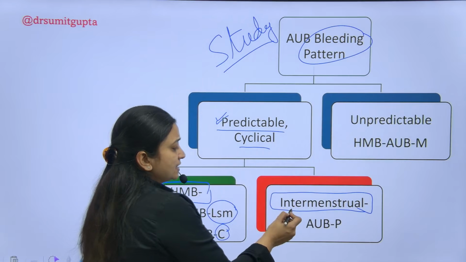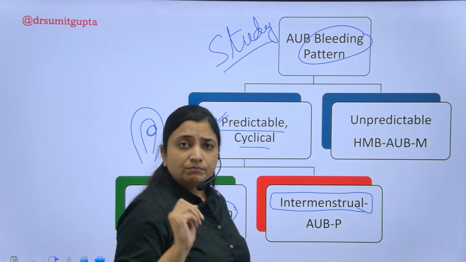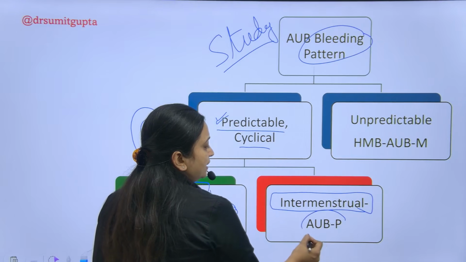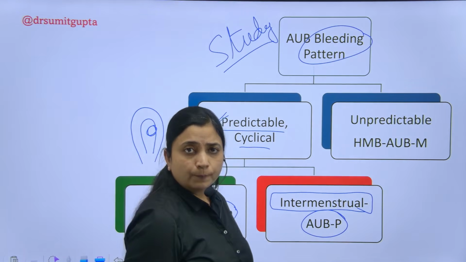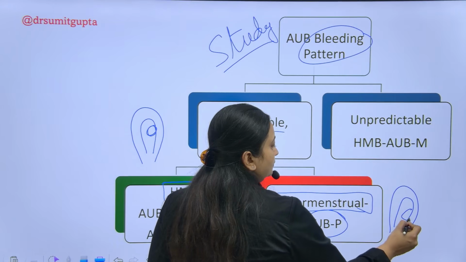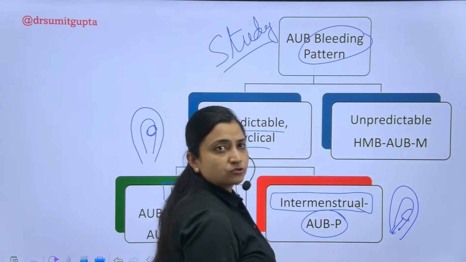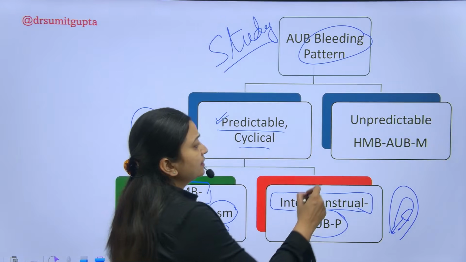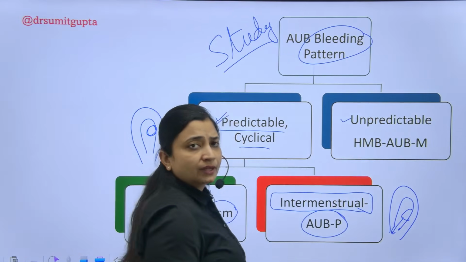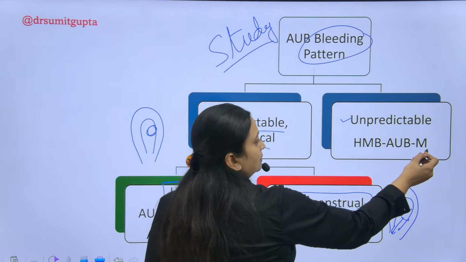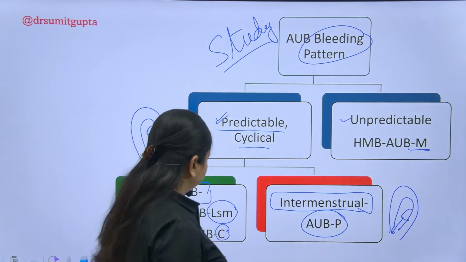But if she says that the cycle is regular, but intermittently she is getting bleeding, in most of the cases it turns out to be P, polyp. There is some polyp inside the uterus, and off and on it keeps on bleeding. But if the patient says that it is highly unpredictable, anytime I start bleeding, most of the time it is malignancy.